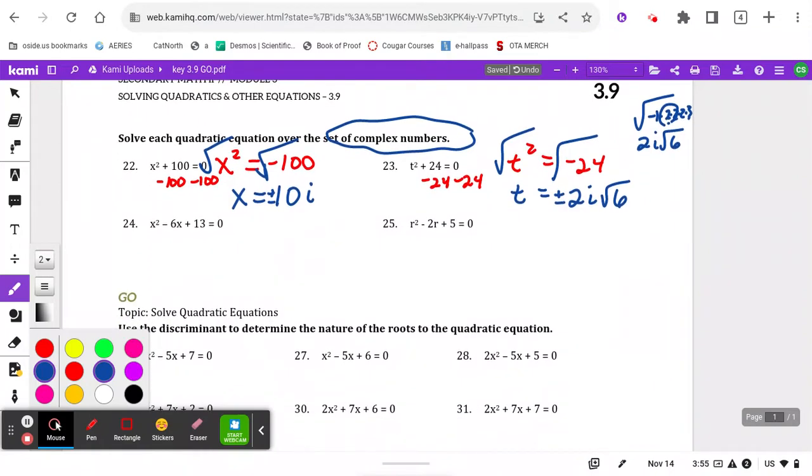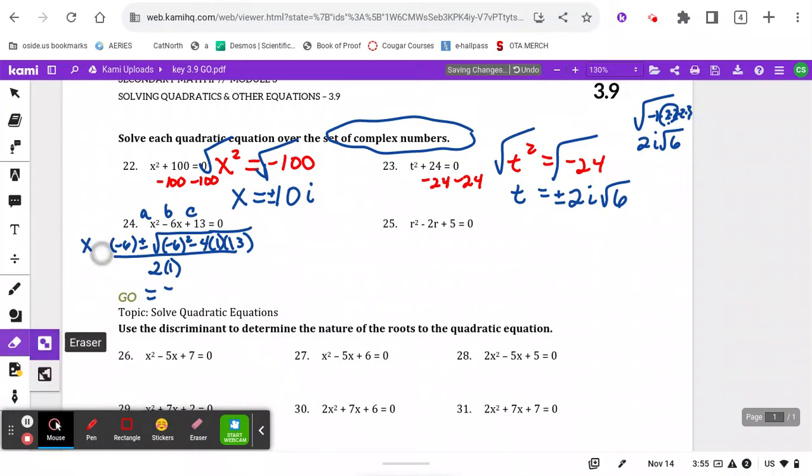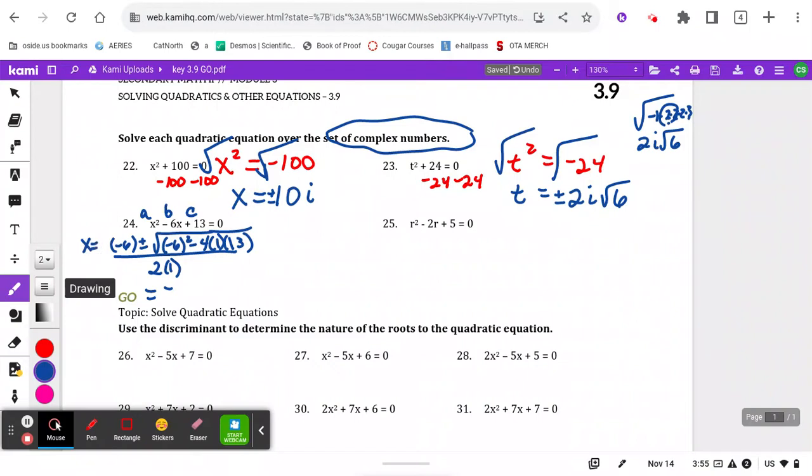Okay, the next one cannot be solved as easily as those other two. We're going to have to use the quadratic formula. So here's my a, here's my b, here's my c. So we go x equals negative b plus or minus square root b squared minus 4 times a times c, all over 2a. That's going to give me a negative. So negative 6 is going to be positive 6 in the front over 2. And then at the back, we get 36.